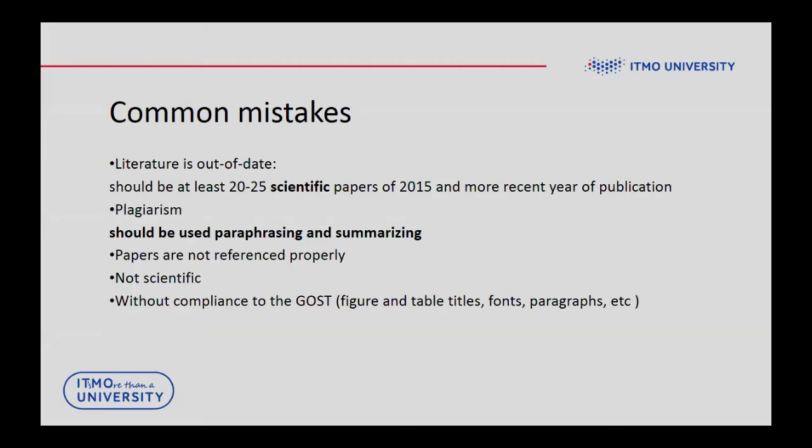Now let's go further to common mistakes. The first mistake which we see quite often is that the literature is out of date. Normally, you will need to reference in your scientific report 20-25 scientific papers, starting from 2015 and more recent years of publication. So I'm talking about scientific papers. And later I will explain where you can find them.